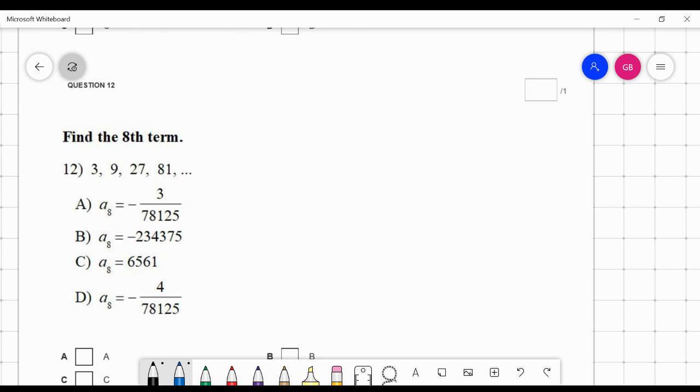All right, to find the eighth term, first let's figure out what the pattern is. 3, 9, 27, 81. It looks like we're multiplying by 3. Multiplying by 3, that's your common ratio. So for this one, the formula is a sub n is equal to a sub 1 times r to the n minus 1 power. So this is geometric. So this one's a little bit different. This one has its own formula. The ones above were arithmetic.